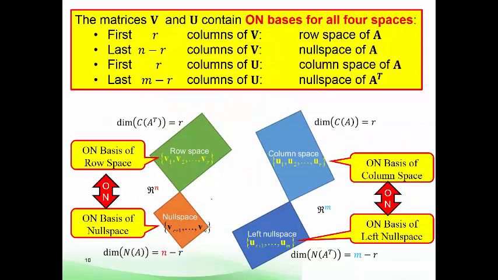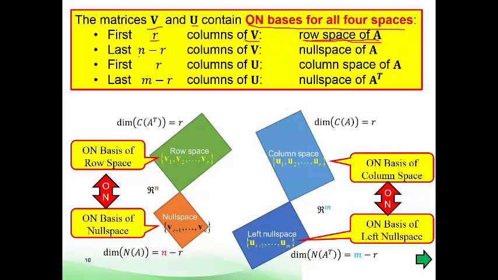So let's just fall back and regroup and take a look here. This is a lot of stuff on this slide. So the matrices V and U contain orthonormal bases for R^m and R^n, but also for all four subspaces, since those make up R^m and R^n. If we look at the first R columns of V, those are the important columns of V. They are the V singular vectors of A, and they span the row space. They're a basis of the row space.